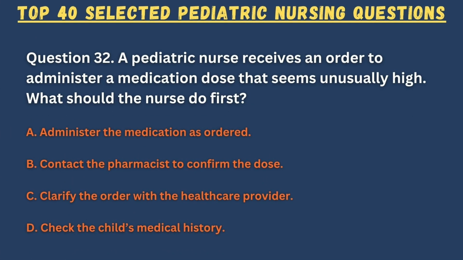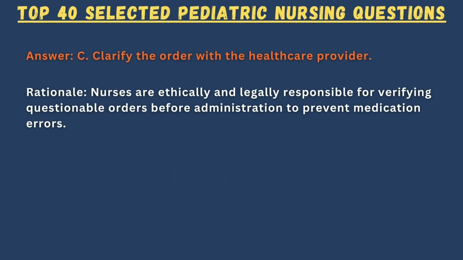Question 32. A pediatric nurse receives an order to administer a medication dose that seems unusually high. What should the nurse do first? A. Administer the medication as ordered. B. Contact the pharmacist to confirm the dose. C. Clarify the order with a healthcare provider. D. Check the child's medical history. Answer. C. Clarify the order with a healthcare provider.